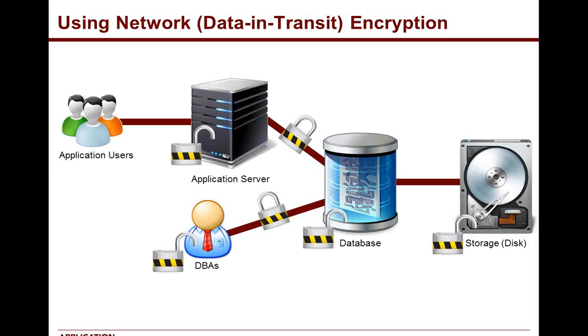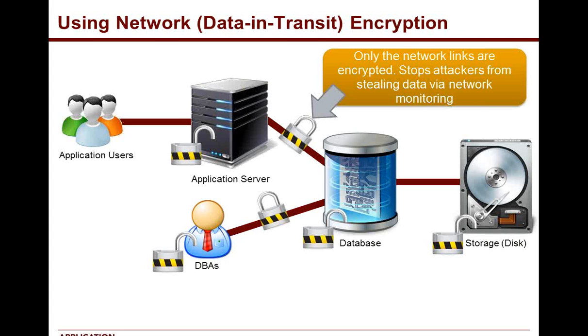When you apply network encryption, that doesn't apply to these areas on the screen, which are the application server, DBAs, storage, and the database itself. Those are still all in the clear. Those aren't encrypted. So the benefit of having network encryption in place is that it's really securing the network links. It stops attackers who are on that network and can sniff the network from being able to steal data by monitoring that network link.